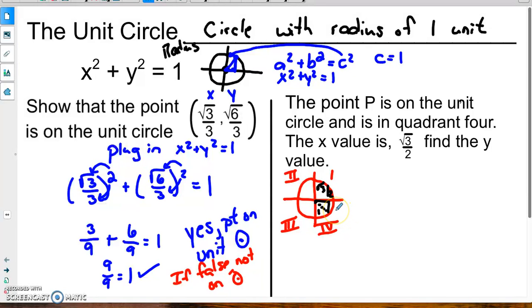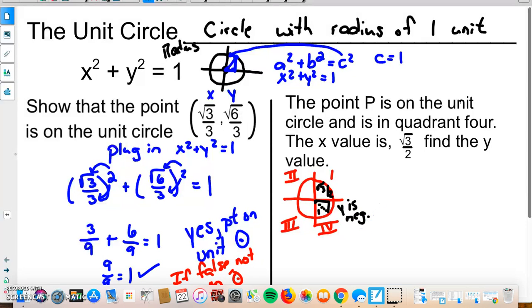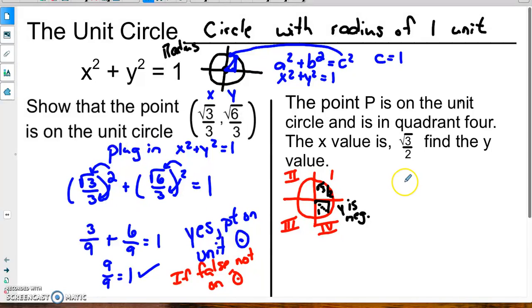We're going to use the same formula. The trick here is in quadrant 4, your y is negative because we went down. All right, so whatever value we find, our final value is going to be negative. Okay, we're going to use our x squared plus y squared equals 1 just the same way. We know the x value, so we're going to have radical 3 over 2 squared plus y squared. We don't know what y is, and we have 1.